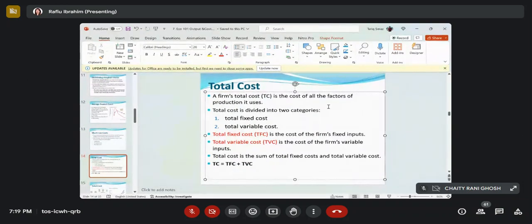All right, now moving on. Remember this: total cost is equal to total fixed cost plus total variable cost. In your exam, you can be given total cost and total fixed cost, and then you will be asked to find out the total variable cost. So you should simply use this equation. That's how easy it's going to be.